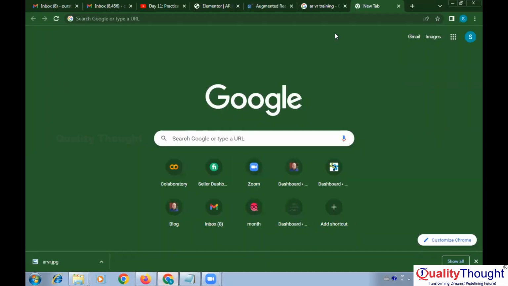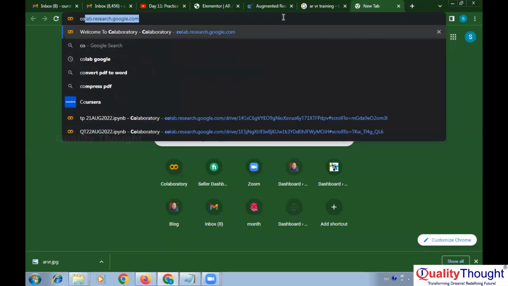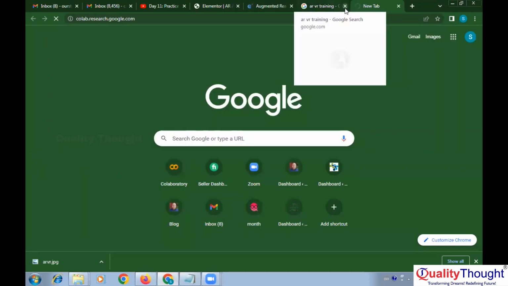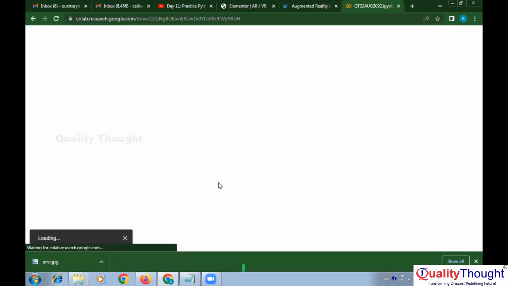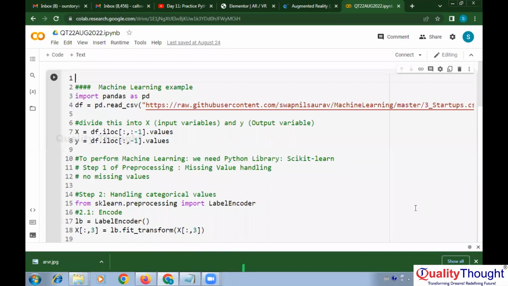I don't know why this is not working. I clicked on share screen, but I don't see anything happening here. Okay, so I'm taking out the other. Yeah, this is what we had done.